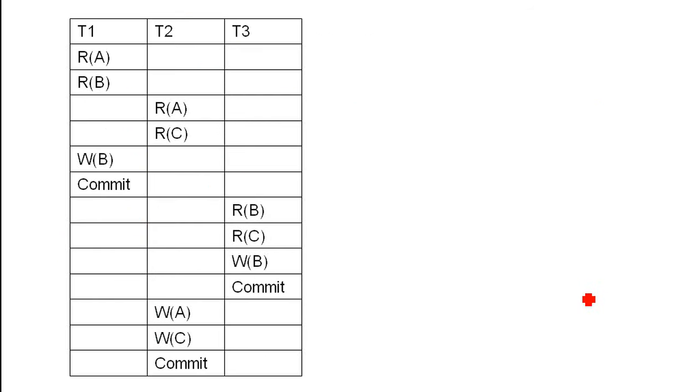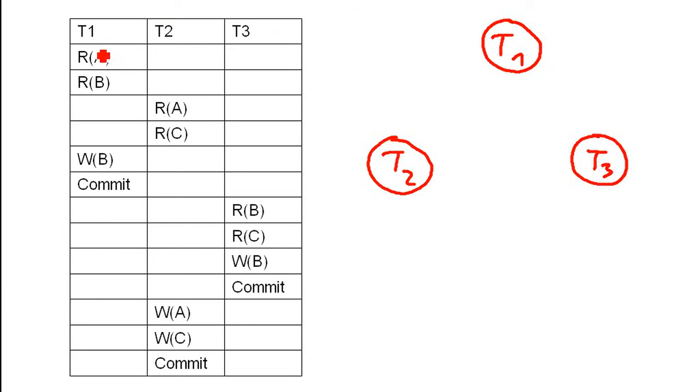And let's get over to the next example. Again, we have transactions over here, so we start by drawing the transaction nodes. Okay, let's start. We have a read operation in transaction 1 on field A. We have a read operation in here on field A, but it's read and read. We don't care about read and read.